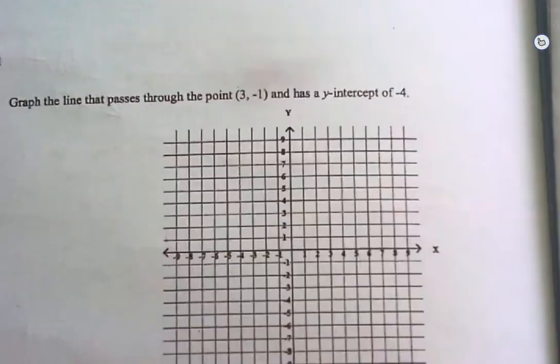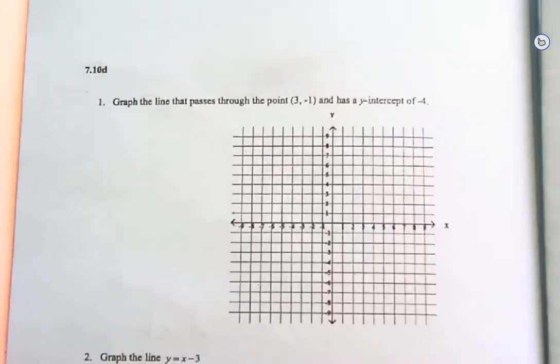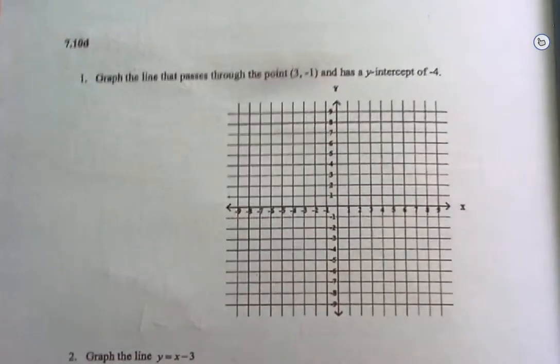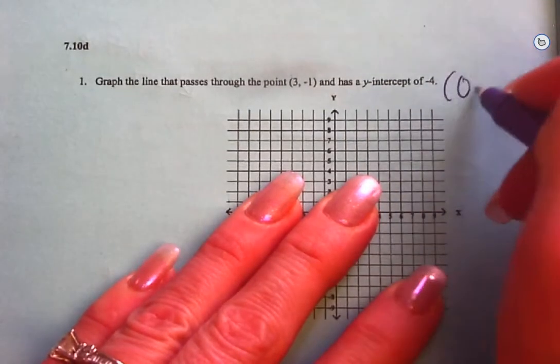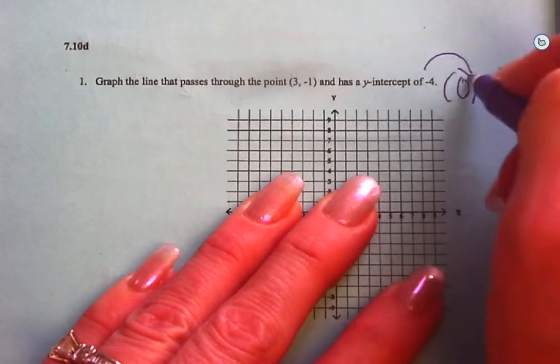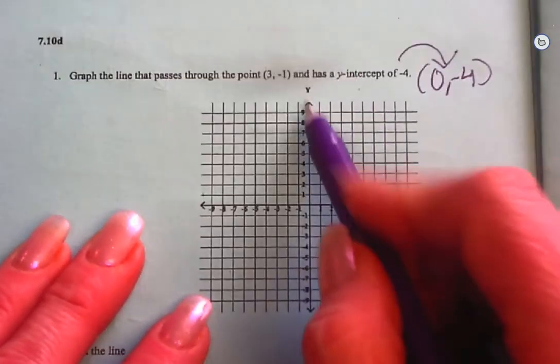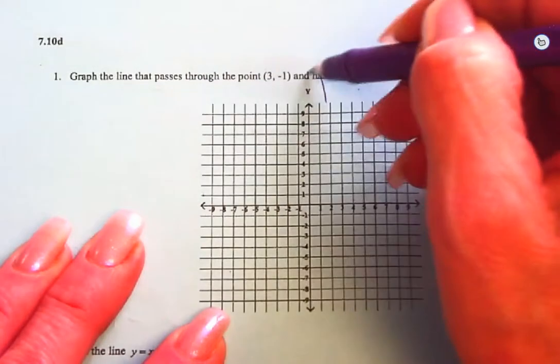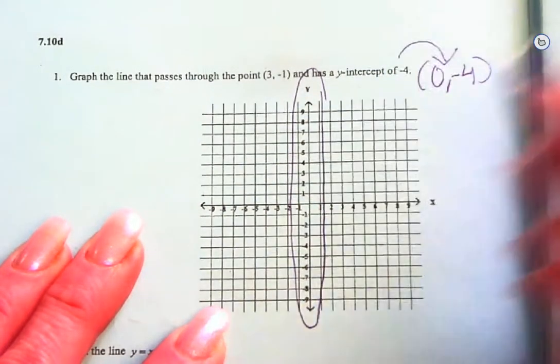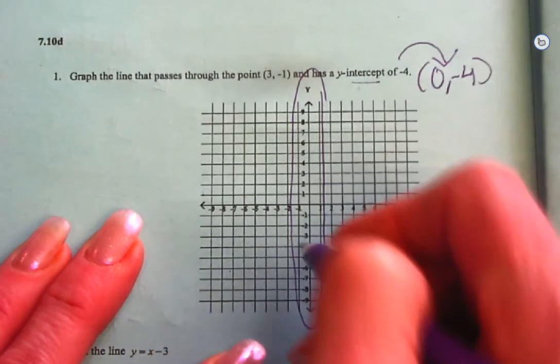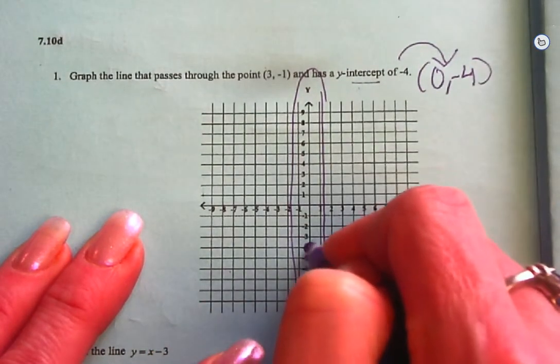710D. Okay, y-intercept, we know the y-intercept means it hits the graph at 0, -4. So that's what y-intercept means. It means it crosses the graph at -4 on the y. So you're crossing it right here, y-intercept. So I'm going to draw a point at 0, -4.